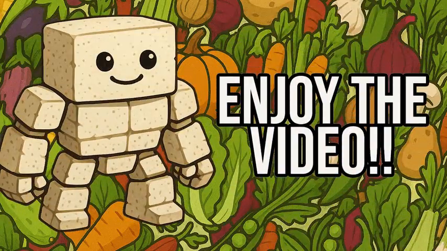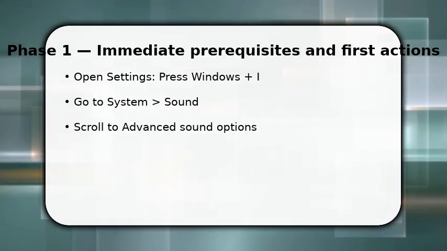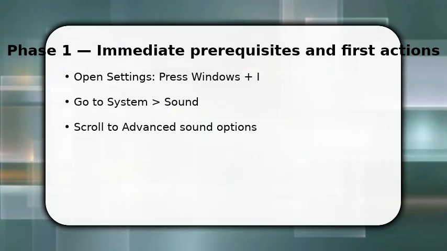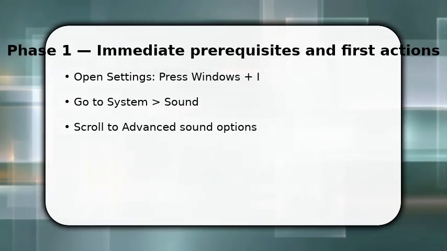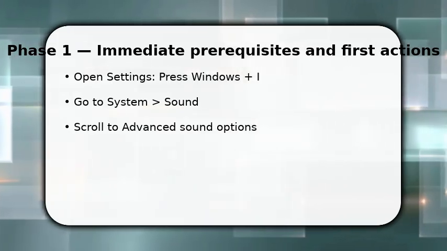Please enjoy the video. You start by opening Settings quickly. Press Windows plus I. Once done, choose System, then Sound. This gets you to the audio controls where Windows keeps defaults. Make sure to scroll to Advanced Sound Options. This is where individual app outputs and inputs appear.